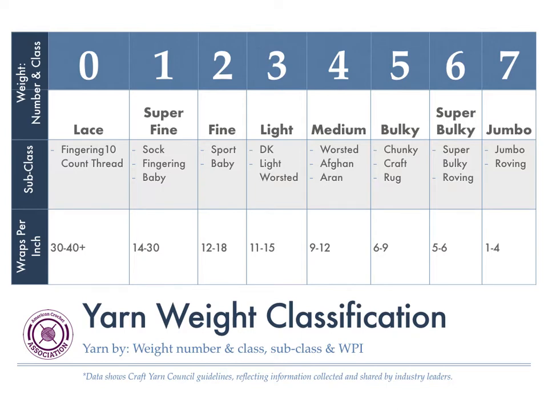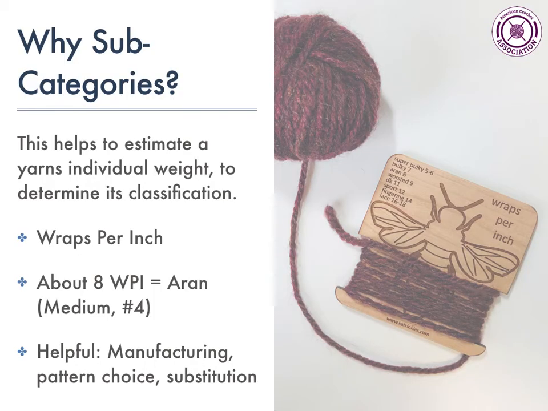So this just helps us further define a subclassification and then an exact classification by how large a specific yarn is. Now, why do we have all these subcategories? Again, it just helps us to estimate a yarn's individual weight to determine its specific classification.